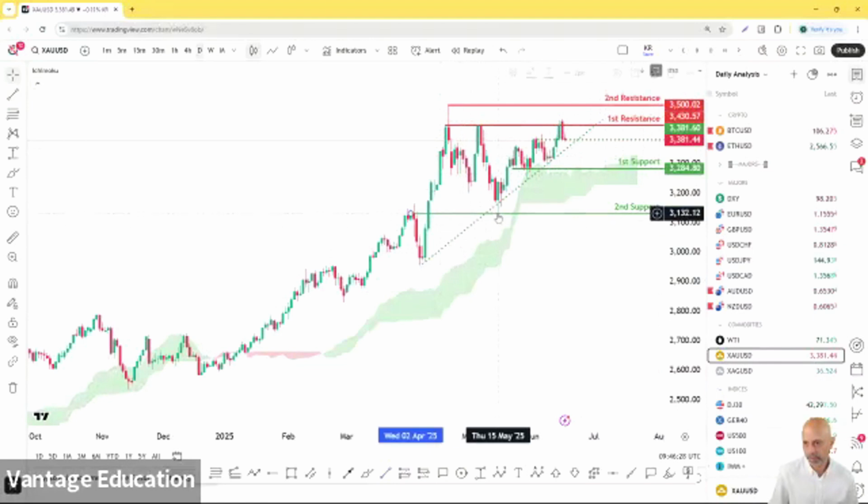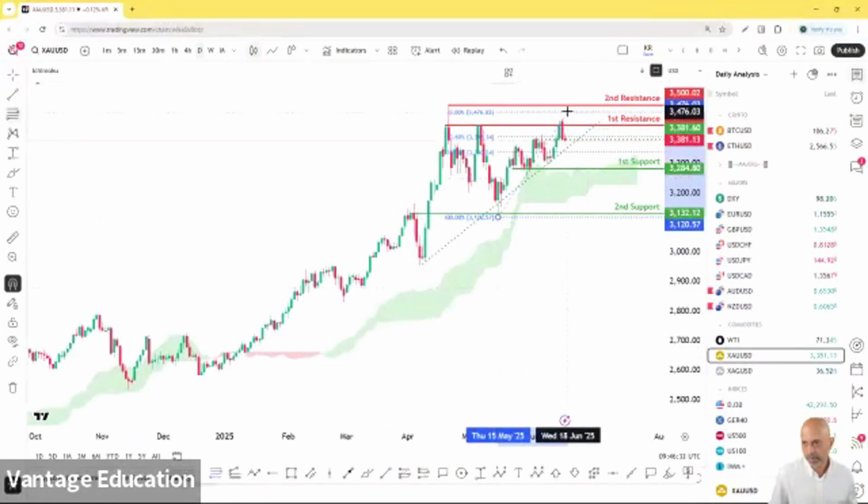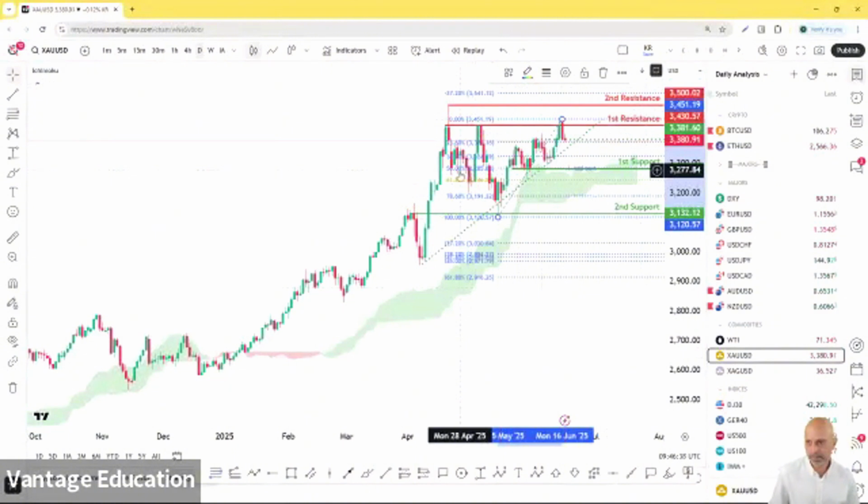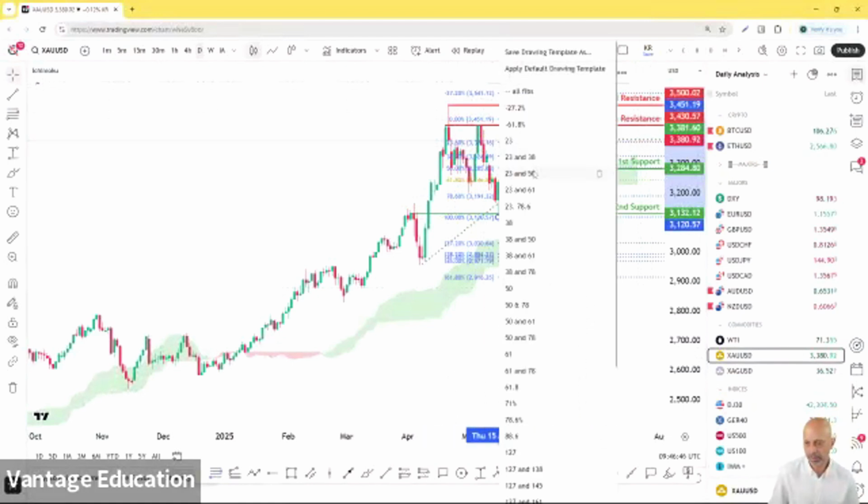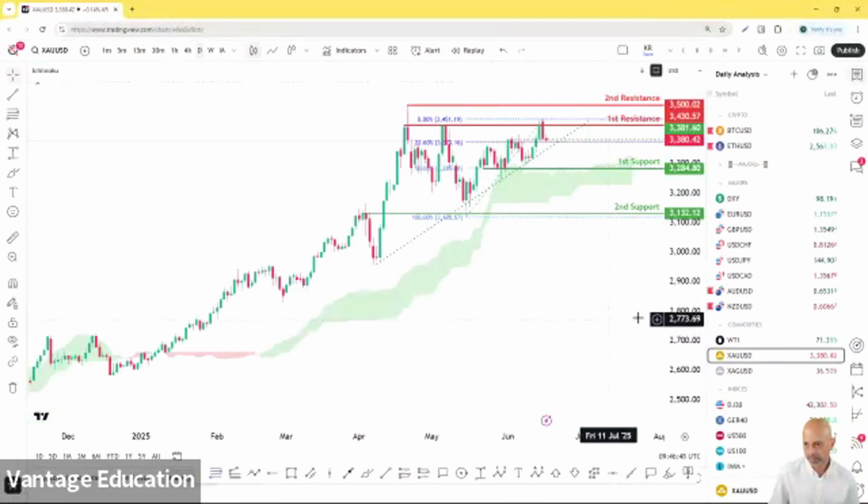Now, on this uptrend that begins from 15th of May, we can run a Fibonacci retracement ending with the high on Monday. And when we look at all the fibs, we can see that the 50% retracement aligns very well with the first support. And we can also see that the 23.6% aligns very well with the intermediate support. So we keep these two levels on.